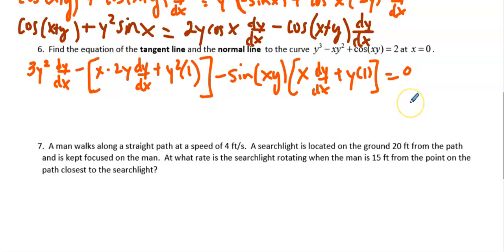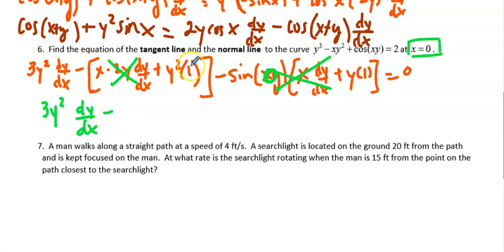Now, why is this so important? Well, that was crazy, right? That's absolutely insane. We've got to figure out what dy dx is. But one of our saving graces is that x is actually equal to 0. If you look at this, it has an x in it, right? We're multiplying x times this, so that term's going to go away. And what's really awesome is that if we plug in 0 for x, we get the sine of 0, which is 0, so this whole thing goes away. So all we're left with is 3y squared dy dx minus y squared is equal to 0.